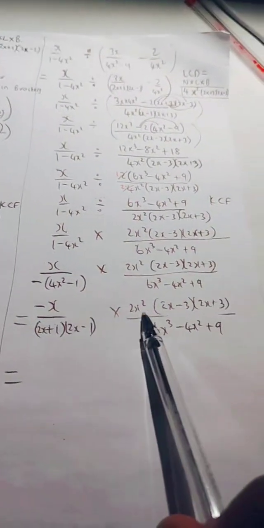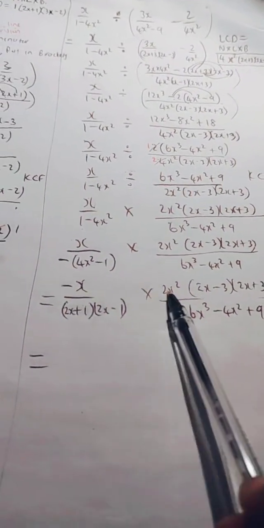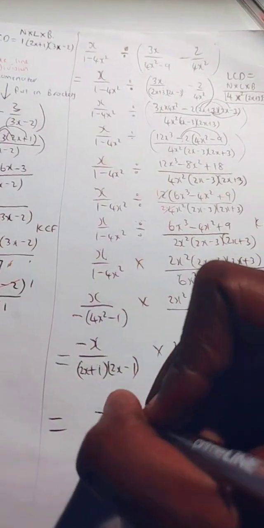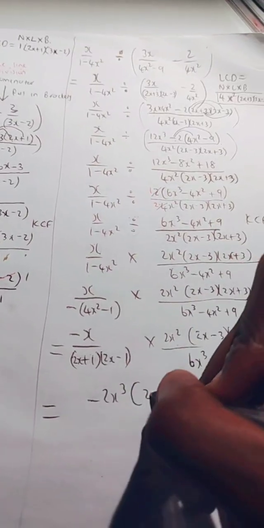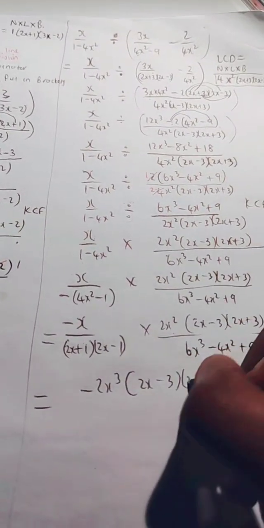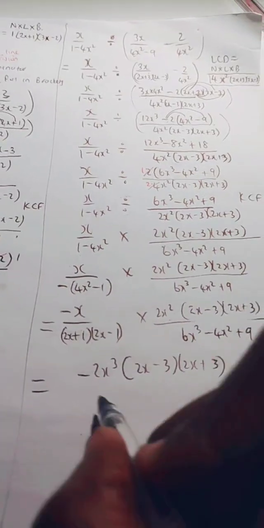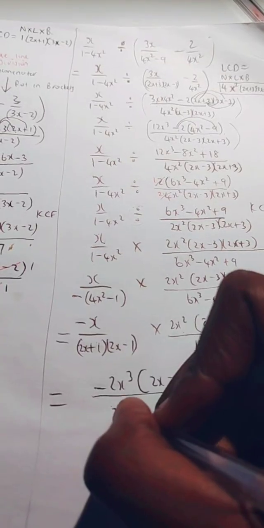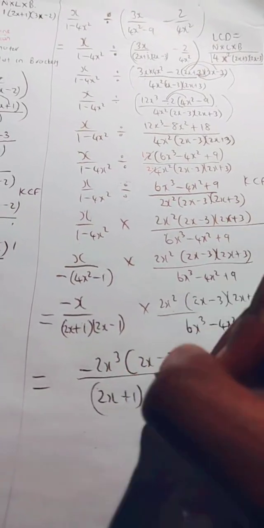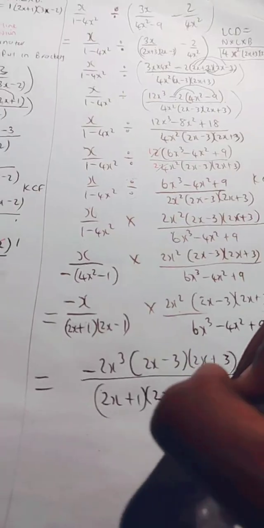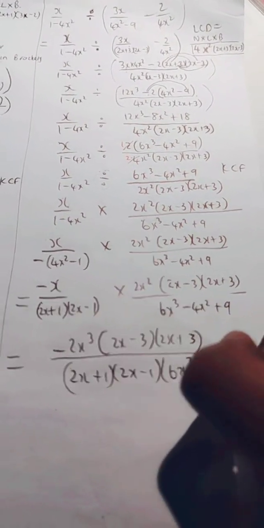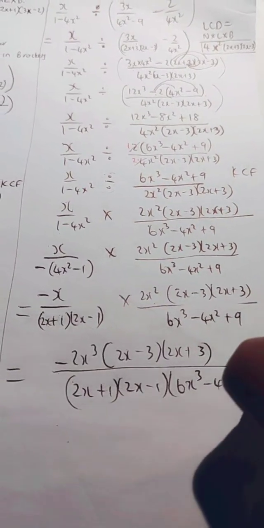So all in all, when it comes down to it, you're going to multiply this with that. So the negative x times the 2x squared will give me negative 2x cubed into 2x minus 3 into 2x plus 3. The denominator is going to give me 2x plus 1 into 2x minus 1 into 6x cubed minus 4x squared plus 9.